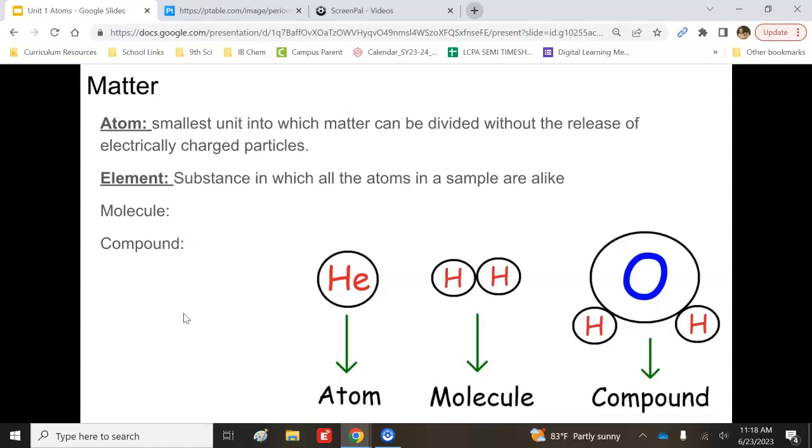So we have an atom of helium as our example of what an atom is. We have one circle with He, which is the symbol, which we'll get to in a minute, for helium. Molecule, we have two H's together, and then in a compound we have two H's and an O. So hopefully you've noticed that in the molecule there are two of the same type of atom making up that molecule, and in the compound there are two or more types of atoms making up that compound.